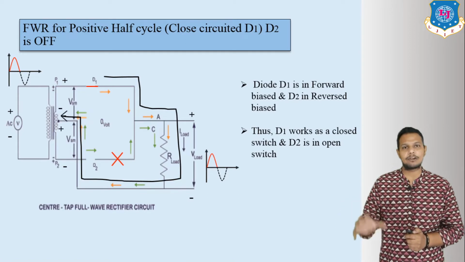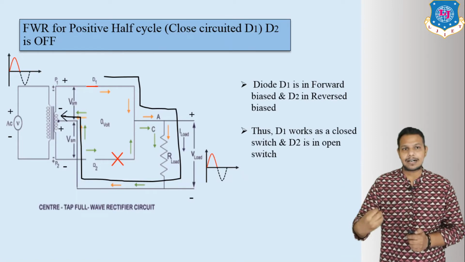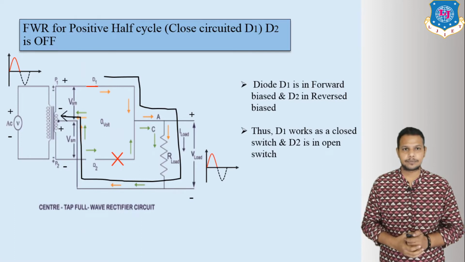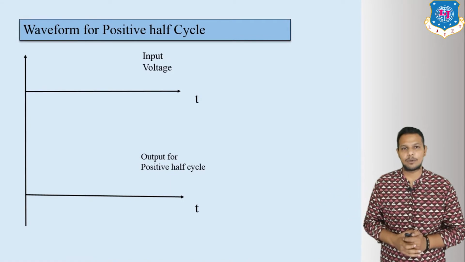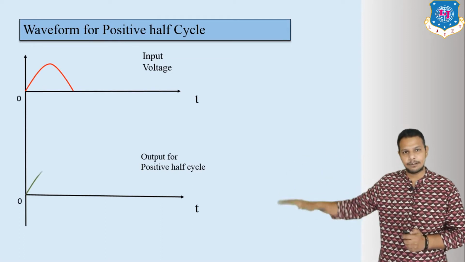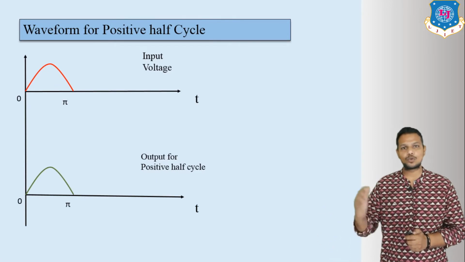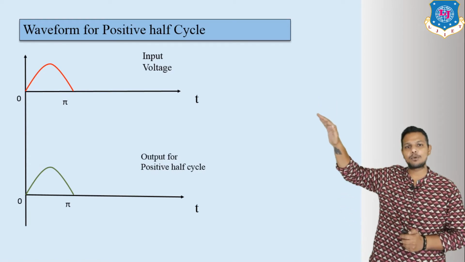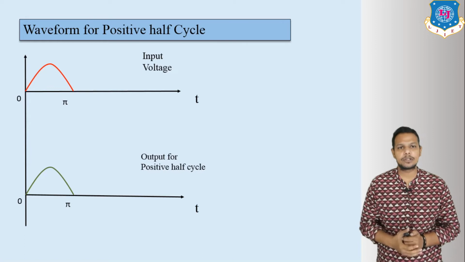So this is the full wave rectifier for the positive half cycle, in which D1 becomes closed-circuited and D2 becomes open-circuited. Now next, this is the positive half cycle waveform. If here we apply a positive waveform, then we will get a positive waveform at the output side. So this is 0 to pi. First, in red color is indicated the input voltage, and here in green color is indicated the output for the positive half cycle.